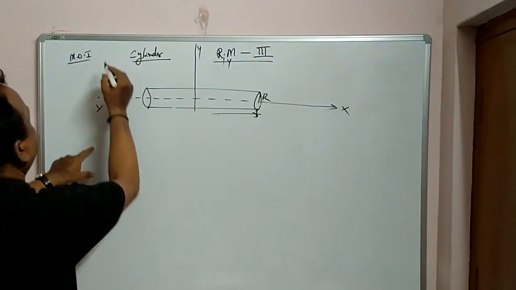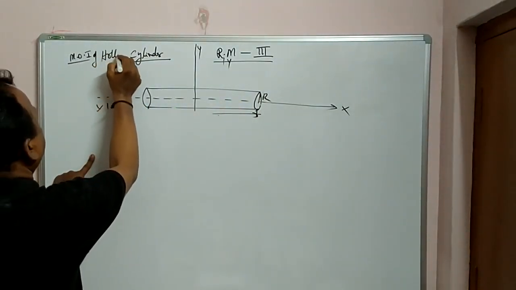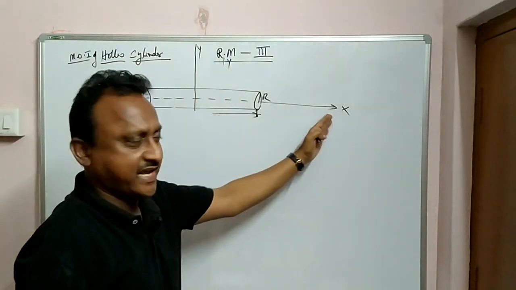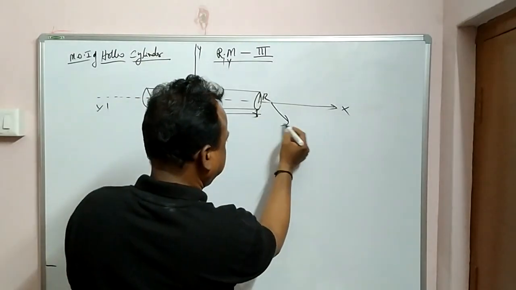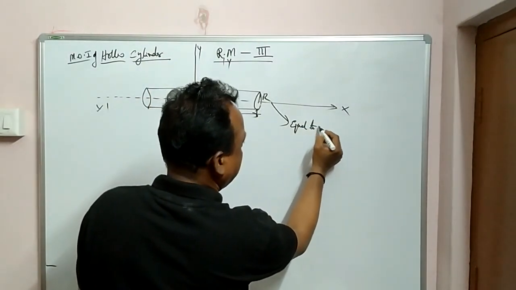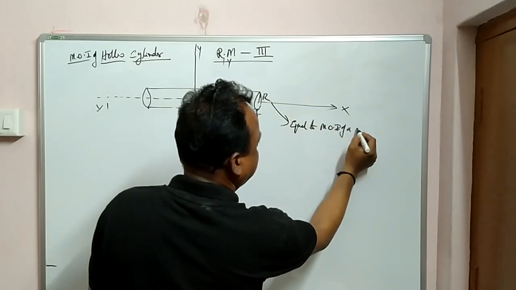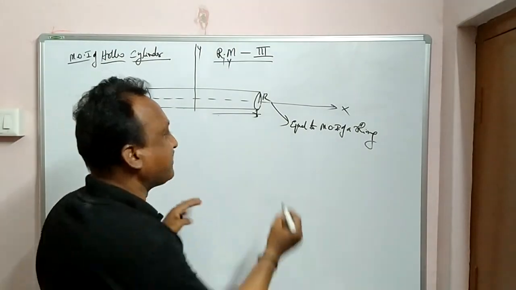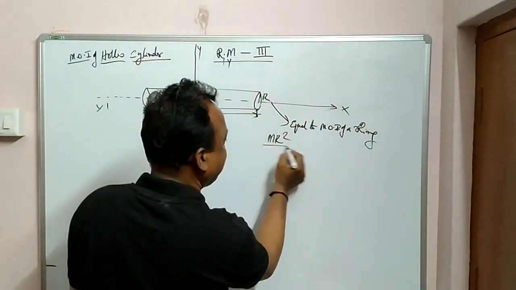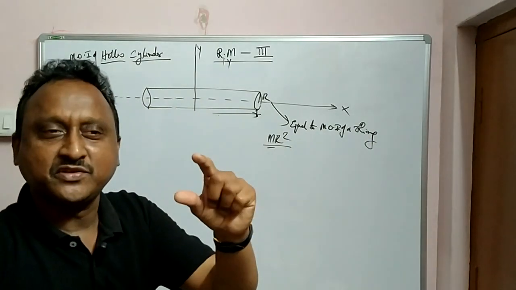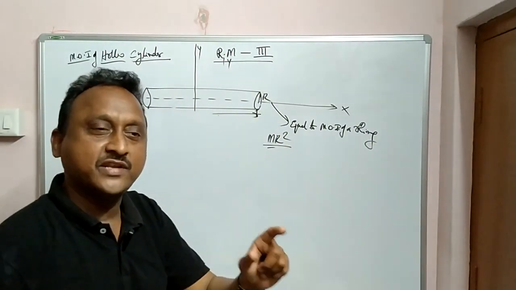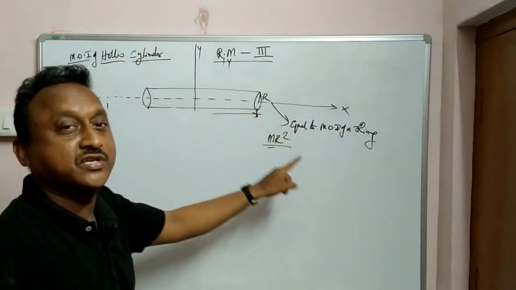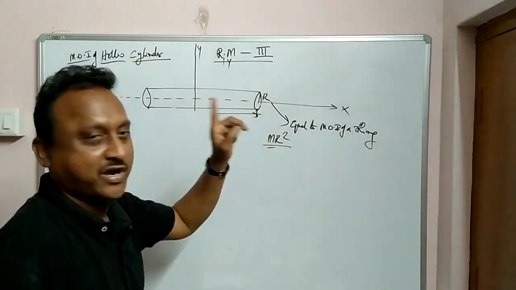Therefore, the moment of inertia of a hollow cylinder, with nothing inside, about this axis is equal to the moment of inertia of a ring. What was the moment of inertia of a uniform ring? mr square. So the moment of inertia of a uniform ring about this axis is the same as that of a hollow cylinder, that is simply mr square.